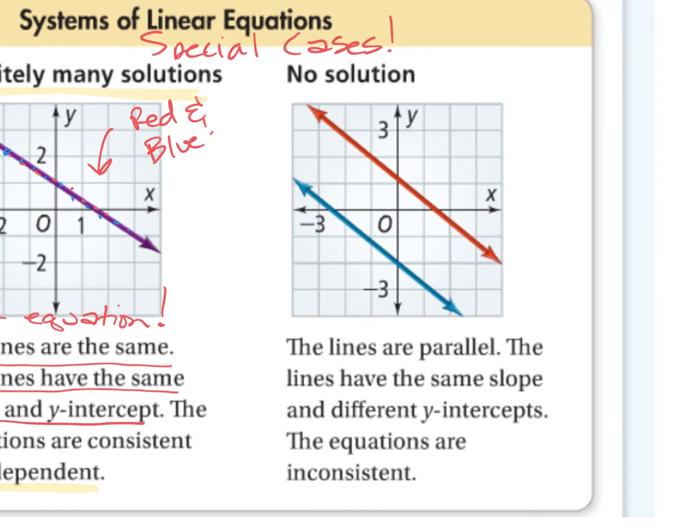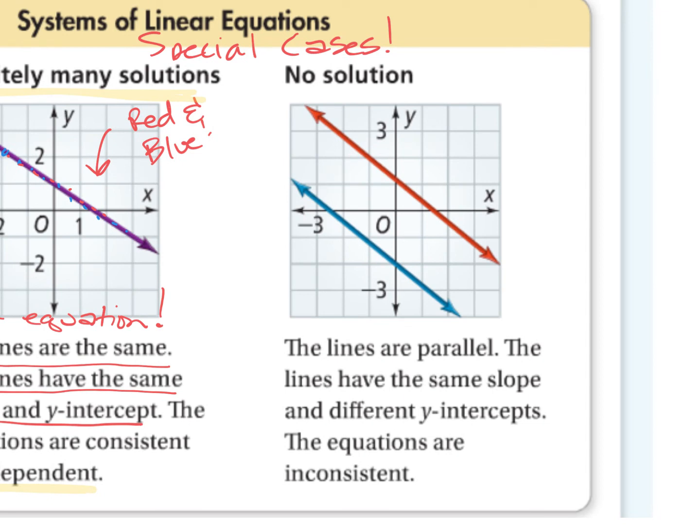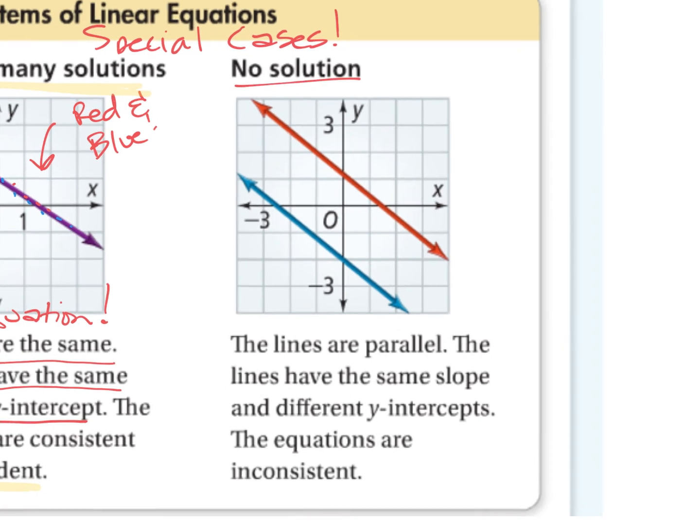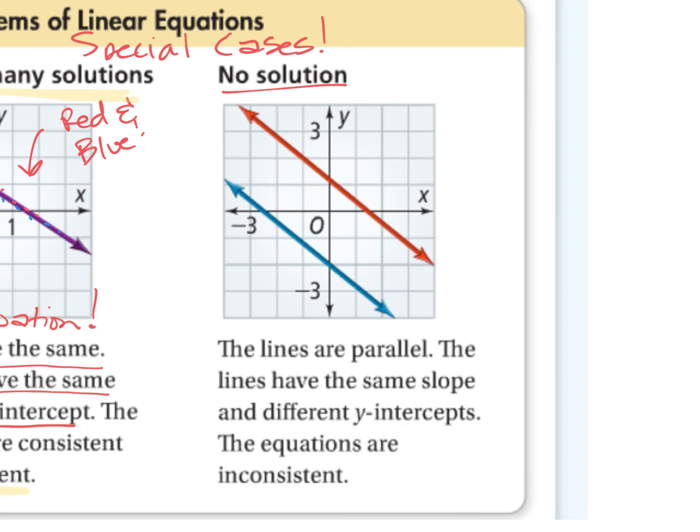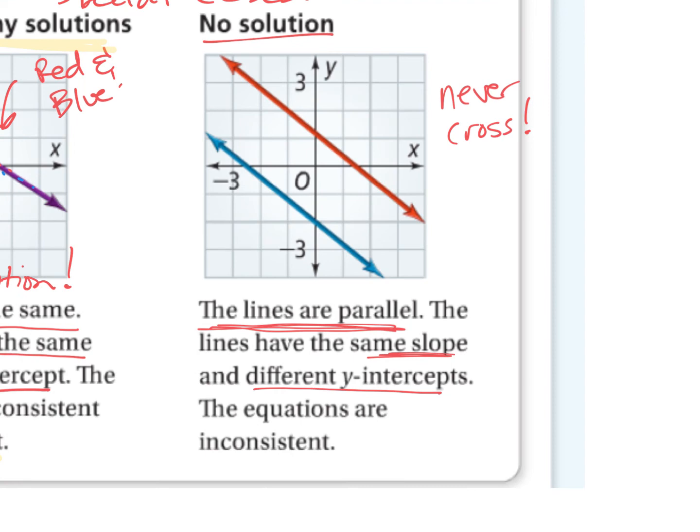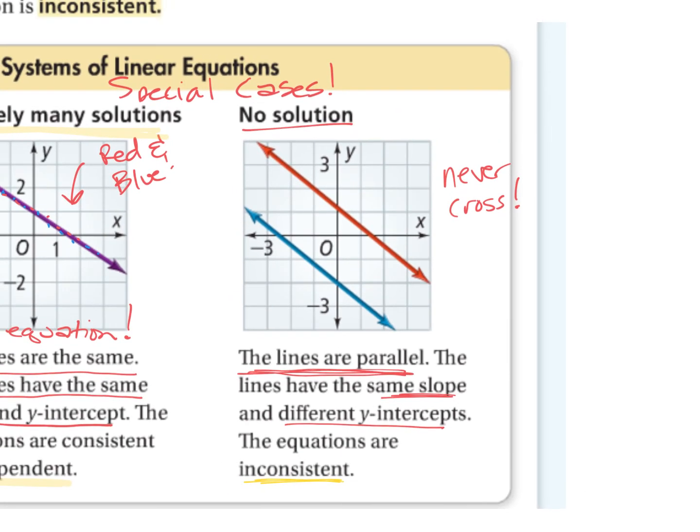All right, last case, guys, is going to be if we have no solution. No solution, if you look here at the red and the blue line, these are never going to cross. They're never going to intersect. That's because these lines are parallel. So parallel lines have the same slopes and different y-intercepts. In this case, guys, these are considered inconsistent. The biggest thing that we need to remember is that these parallel lines have the exact same slope. That's why they don't ever cross.